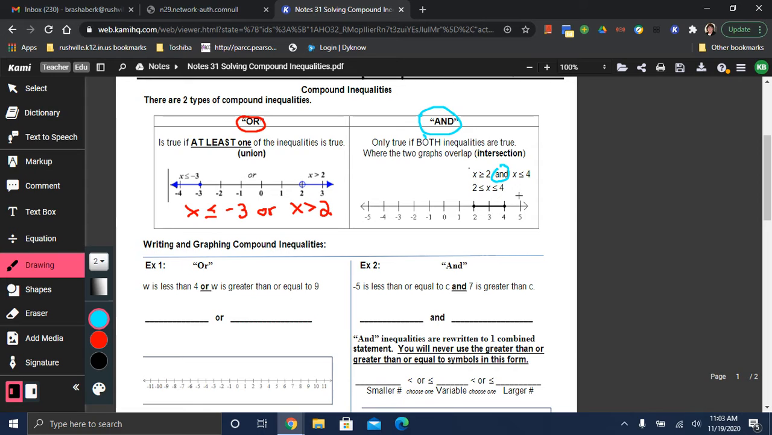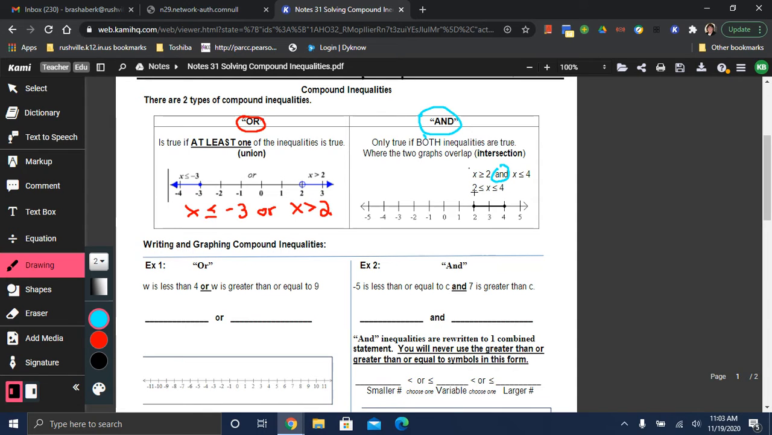But any numbers bigger than 4 or smaller than 2 will not, like 5. 5 is not less than or equal to 4, even though 5 is bigger than 2. 0. 0 is not bigger than 2, even though 0 is less than or equal to 4. So the numbers that we include have to make both parts of this true.